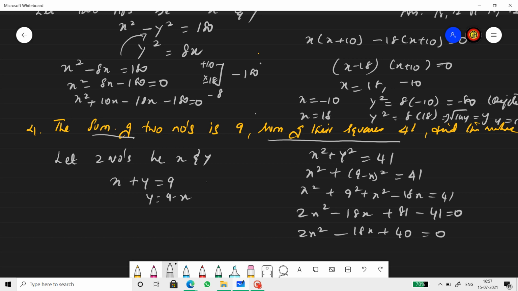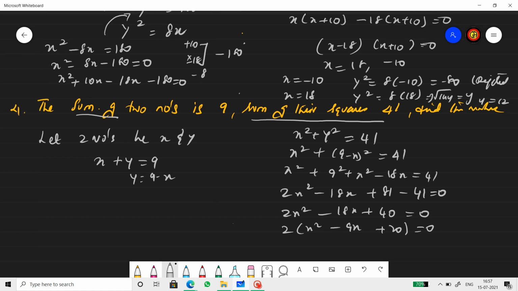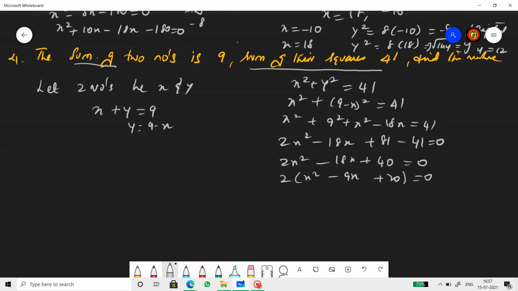Now this is entirely divisible by 2. So take 2 out: x square minus 9x plus 20 equals 0, because you can bring the 2 to the other side and divide it with 0. So x square minus 9x plus 20 equals 0. Product is 20, sum is minus 9. 5 into 4, and both are negative here, only then we get sum as minus 9.